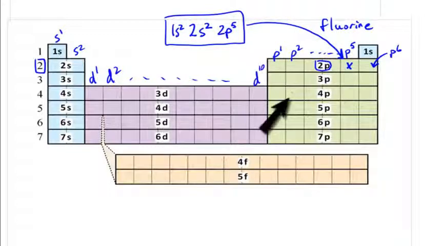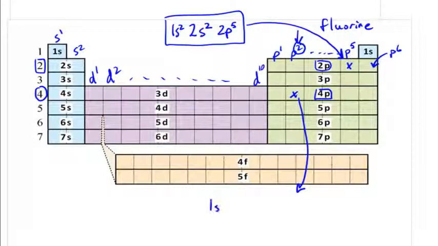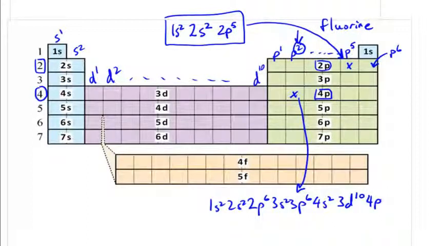Let's look at something a little more complicated. So here we're going to be going across the d elements. And we're in the p2 column. We're in period number 4. So we're going to fill up all of the orbitals up to 4p2. So let's do that. So we've got 1s2, 2s2, 2p6, 3s2, 3p6, 4s2, 3d10, and then finally 4p2.